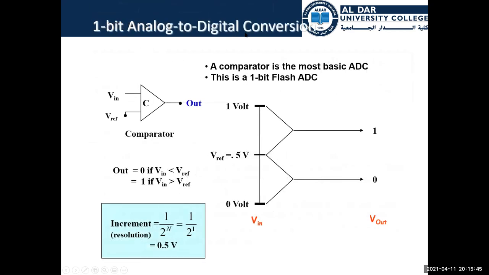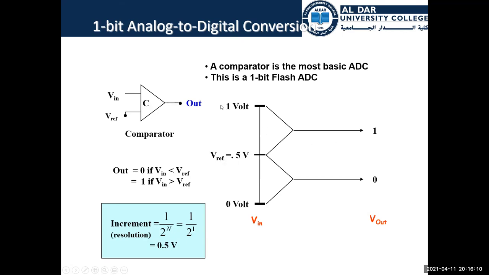And the 1-bit analog to digital converter. If you understand this 1-bit analog to digital converter, you will understand the remaining types of conversion. This is a comparator. We have VN and V reference. We compare between VN and V reference. If VN is less than V reference, we output 0. And if VN is greater than V reference, we output 1.